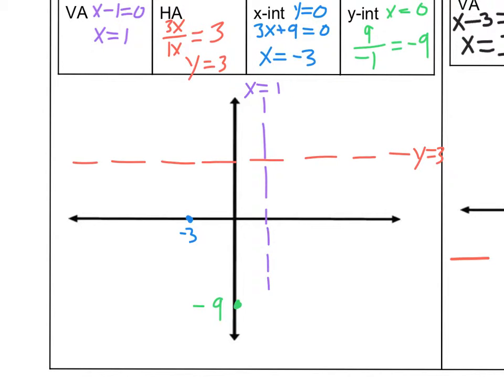Finally, my graph, the left side of this is easier because I've got the 2 points here. I've got to connect those points and go towards my asymptotes. The right side is going to be the opposite corner.